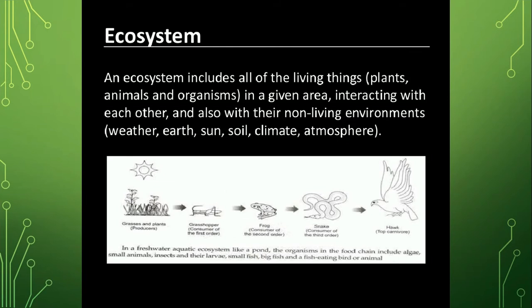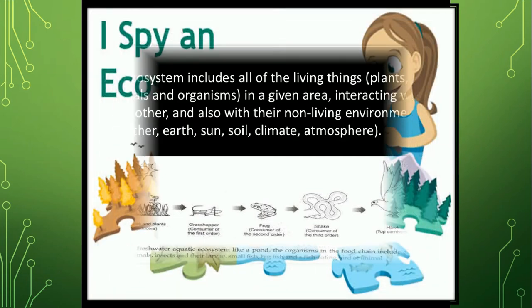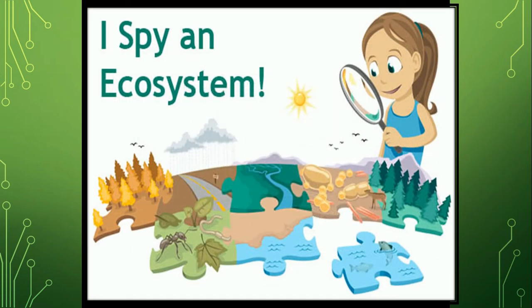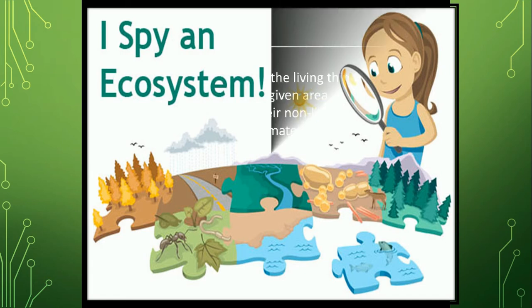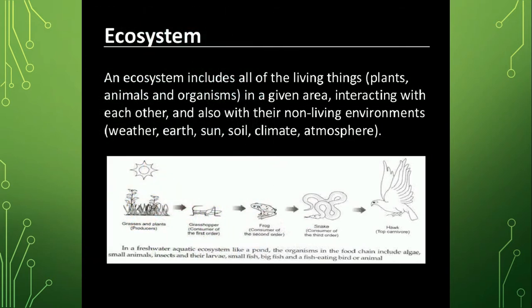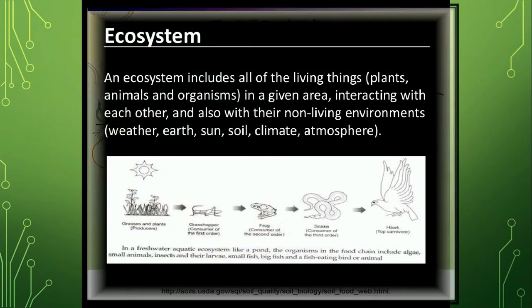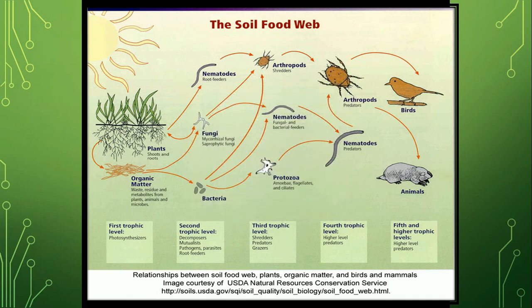The next important point is the ecosystem. What is an ecosystem? All living things depend on their surroundings and also on each other, and this is called an ecosystem. An ecosystem is the network of relationships between the biotic, meaning living things like plants, animals and organisms, and abiotic, non-living things like weather, earth, soil, sun, climate, atmosphere, etc. These components exist in a given area.